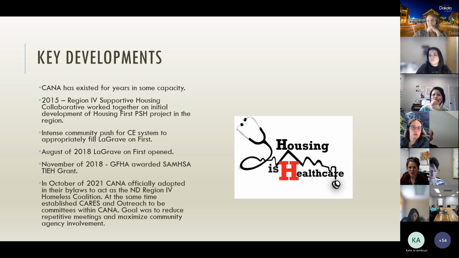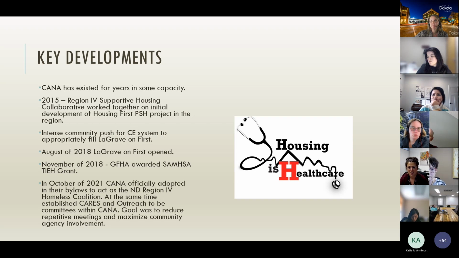And in 2015, they really started ramping up development of a permanent supportive housing project that was Housing First focused. That has evolved into what is now LaGrave on First, which is the first Housing First permanent supportive housing project in the Grand Forks region.